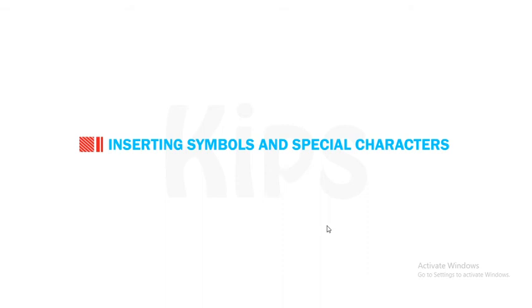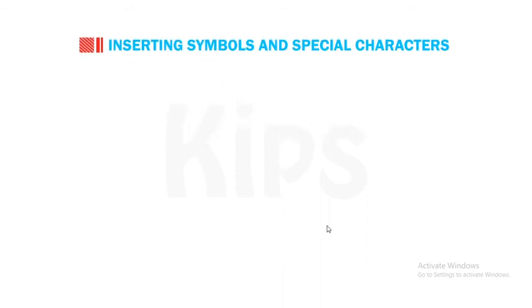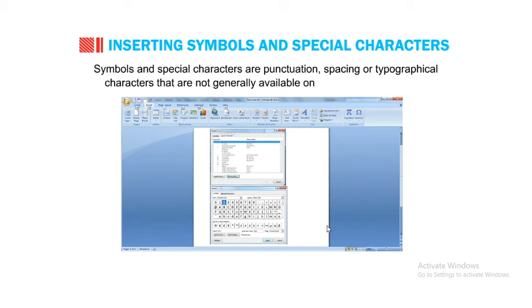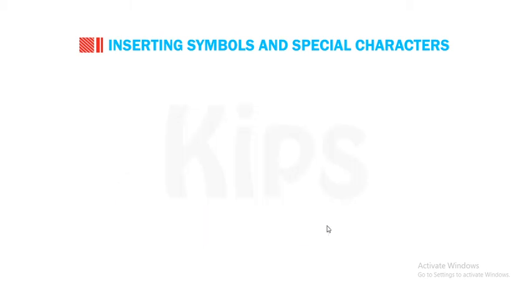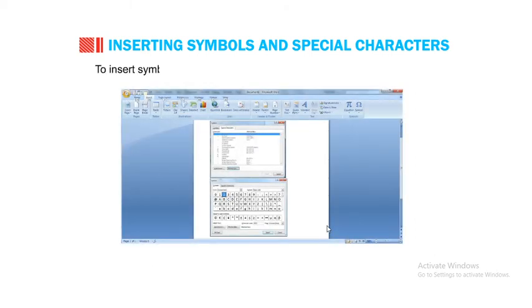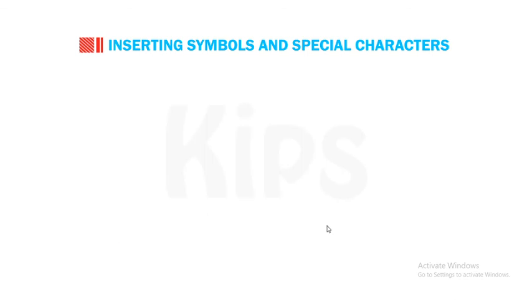Let's now learn about inserting symbols and special characters. Symbols and special characters are punctuation, spacing, or typographical characters that are not generally available on the standard keyboard. They can be inserted from the Symbol dialog box. To insert symbols and special characters in a document, follow the steps.